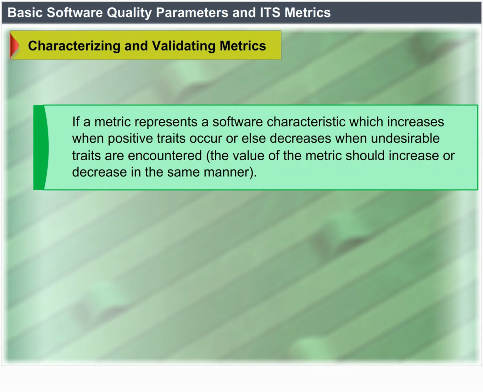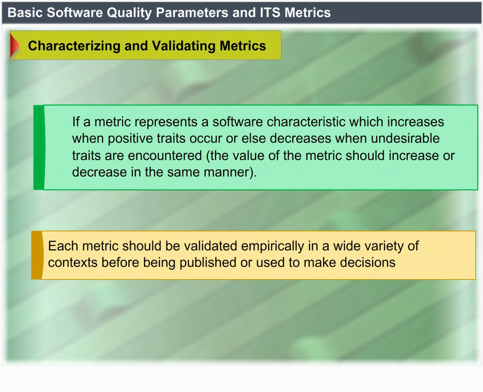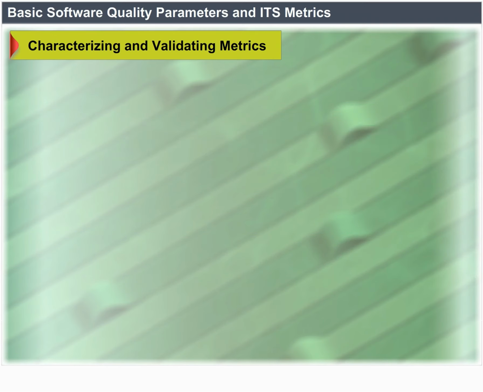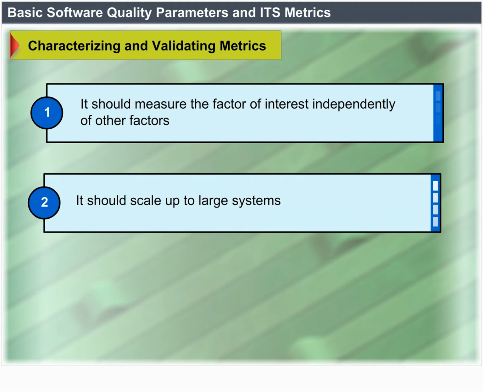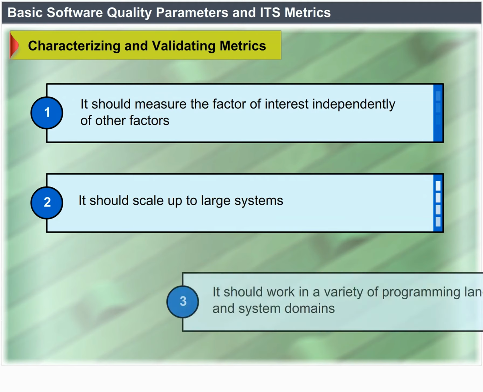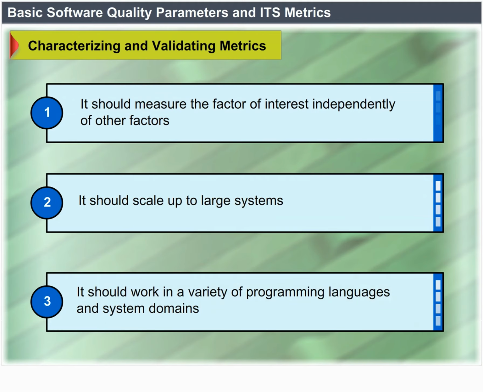If a metric represents a software characteristic that increases when positive traits occur or decreases when undesirable traits are encountered, the value of the metric should increase or decrease in the same manner. Each metric should be validated empirically in a wide variety of contexts before being published or used to make decisions. It should measure the factor of interest independently of other factors. It should scale up to large systems.